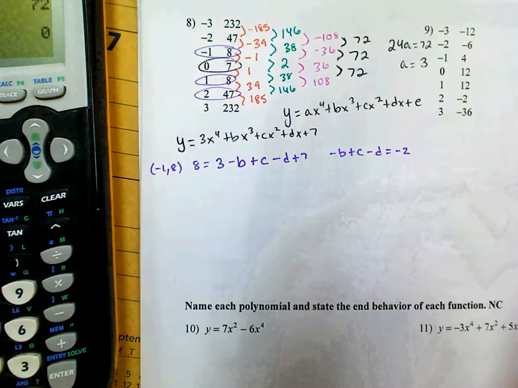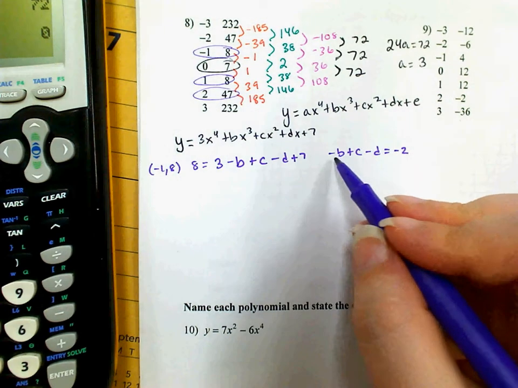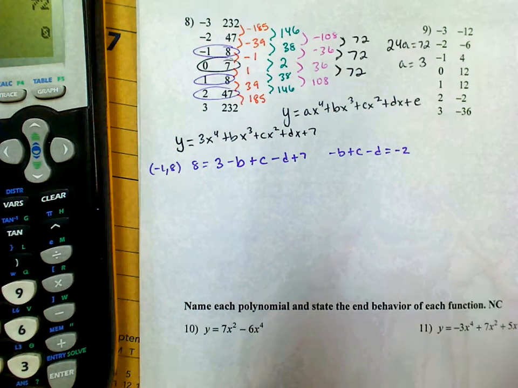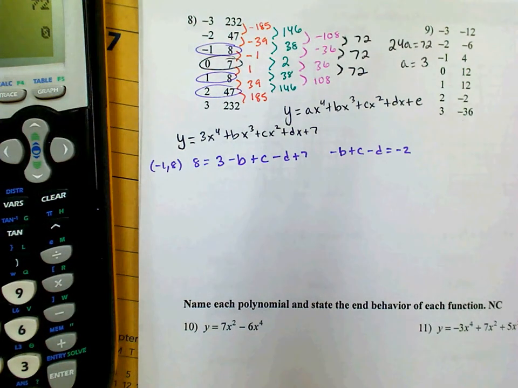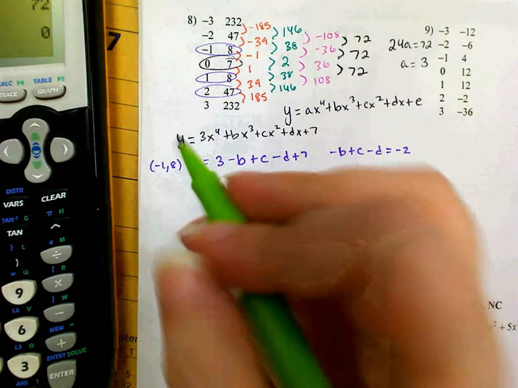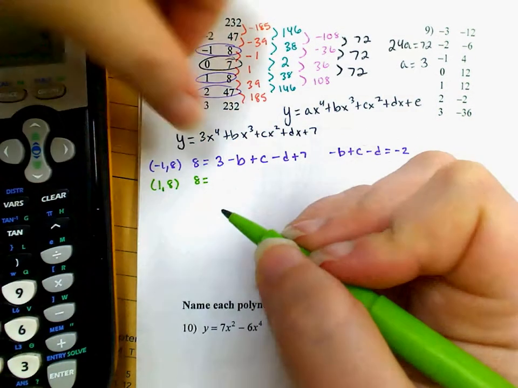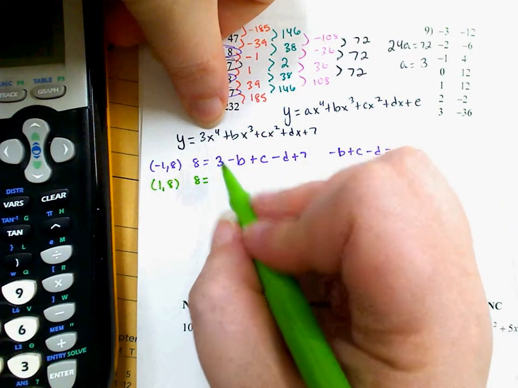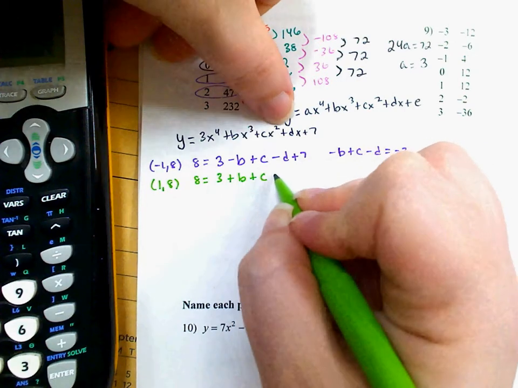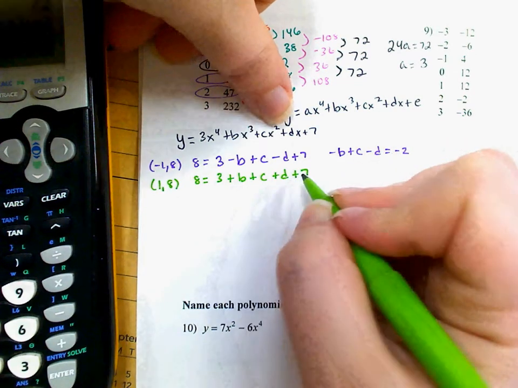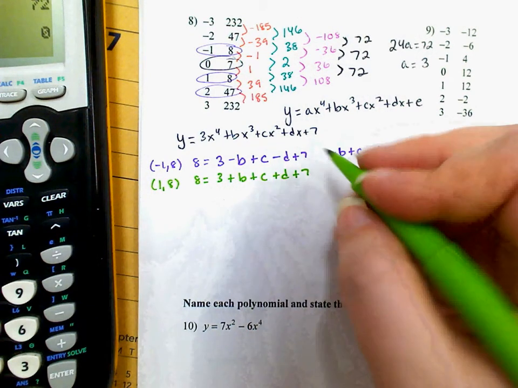Now, I could, if I wanted to, put b minus c plus d equals positive 2, just divide everything by negative, but there's no reason to. Just leave it as it is. Now I'm going to plug in the point 1, 8. So it's going to look very similar. The y value is 8, the x value is 1. So 1 to the fourth is 1 times 3 is 3, plus b times 1, plus c times 1, plus d times 1, plus 7. 3 plus 7, again, is 10, subtract it over, and I'm left with negative 2. So I've got b plus c plus d equals negative 2.